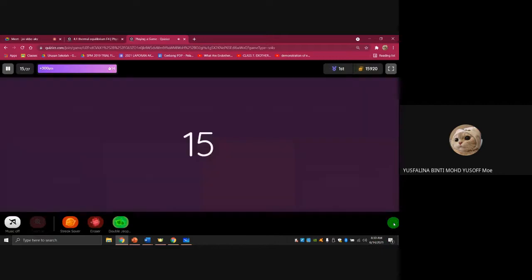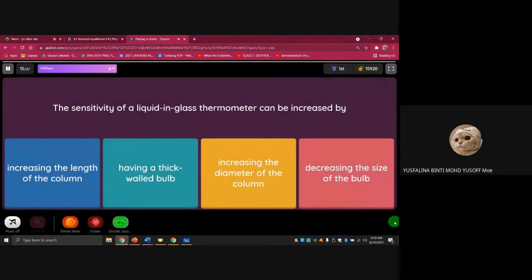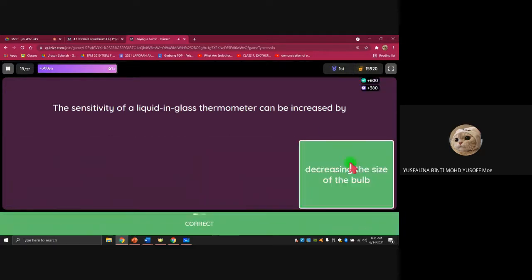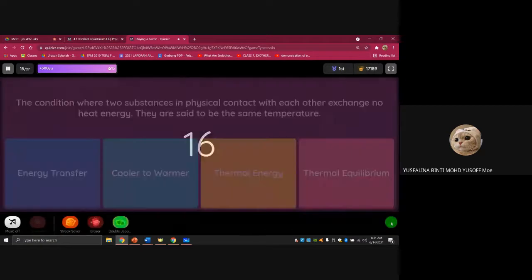Okay, number 15, Sharanya. The sensitivity of the liquid in the glass thermometer can be increased by? What's the answer, Sharanya? Decreasing the size of the bulb. Yes, so it will absorb the heat faster.